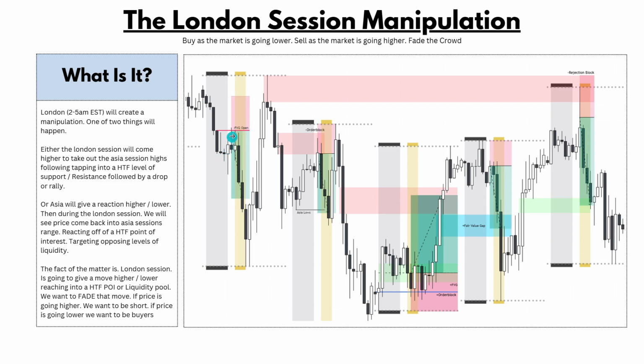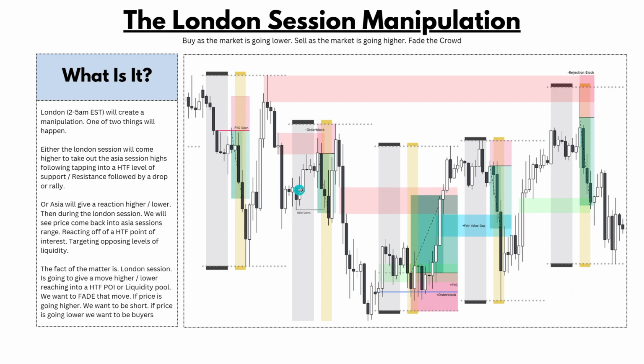As the marketplace is going higher, tapping into this level of resistance, we want to be short. And when the marketplace is going lower, tapping into a level of support, we want to be long. The manipulation is simply just a fake move in the opposing direction, where many retail traders think price is going to continue going higher and higher, not knowing there's a level of resistance right there.